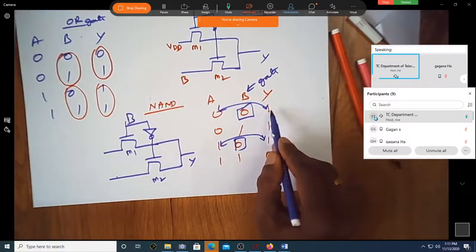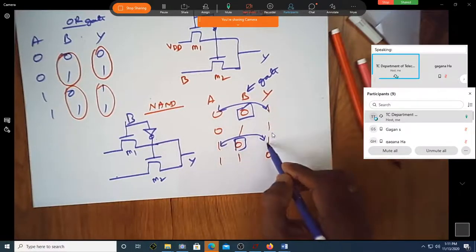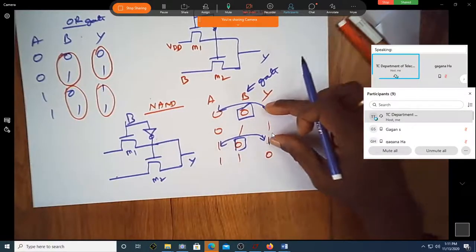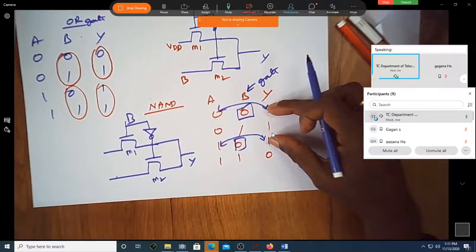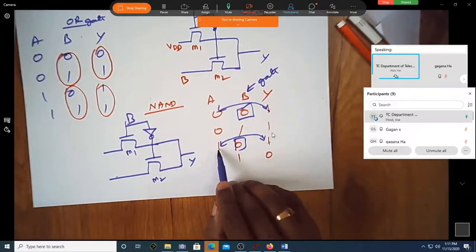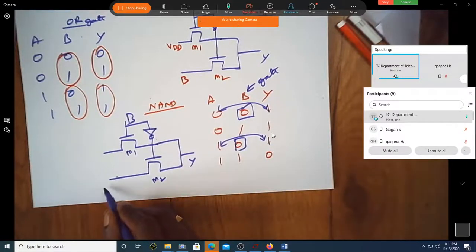Is it one? Okay, irrespective of the input, is the output always high? Because whether the input is 0 or 1, because one of the inputs is already 0, the output should always be high. Shall I connect it to VDD here?